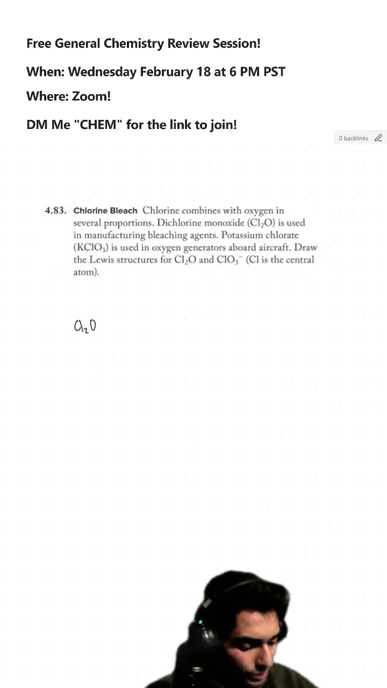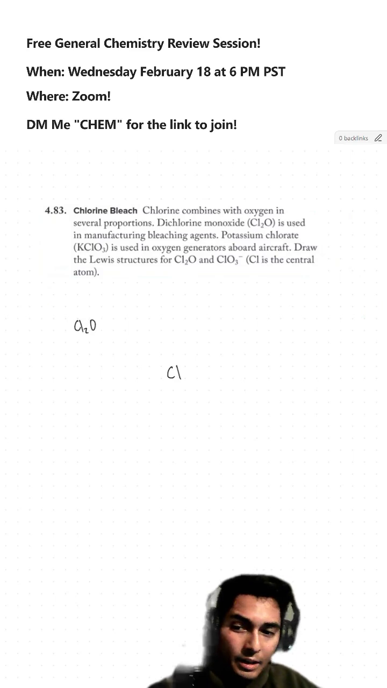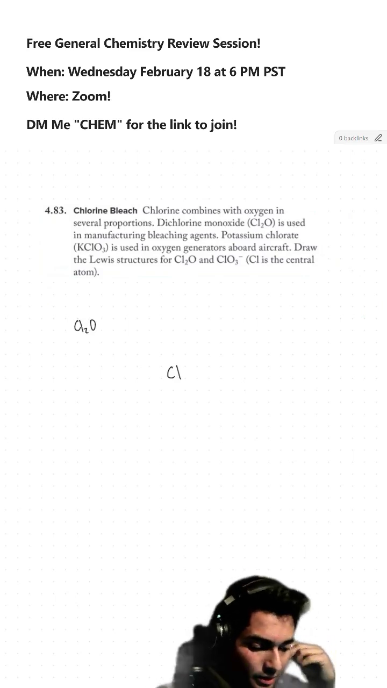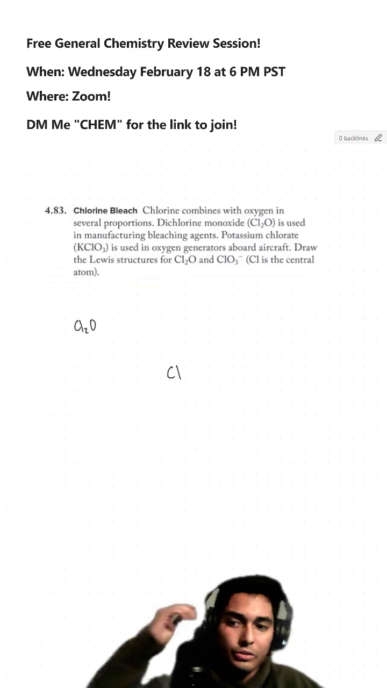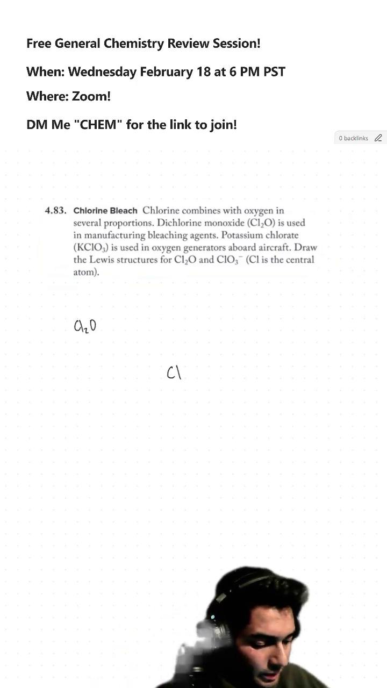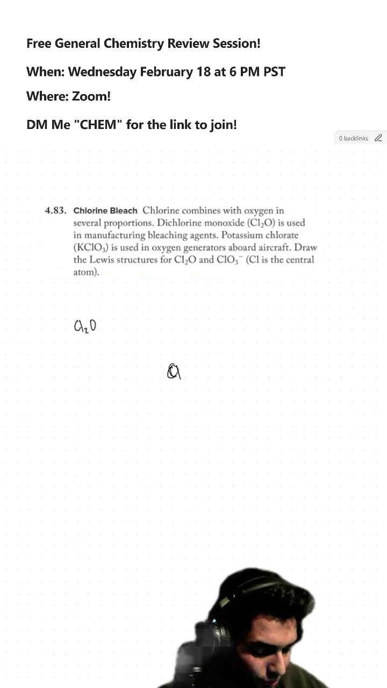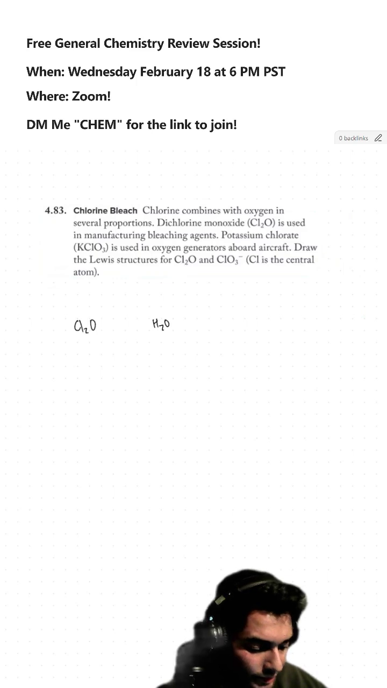The reason this one's a little tricky is because we have chlorine bonded to Cl2O, dichlorine monoxide. Well, this is kind of like H2O or F2O. I'm not sure. So I'm just going to guess that oxygen. It says Cl is the central atom. That's throwing me off. So if Cl is the central atom, okay, that's throwing me off, chat.